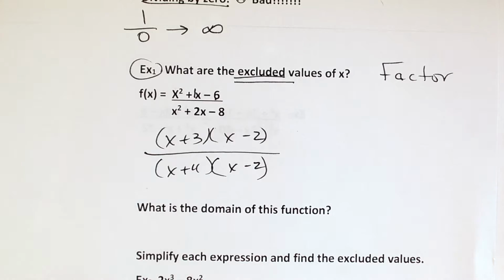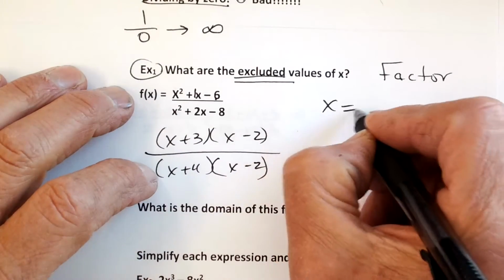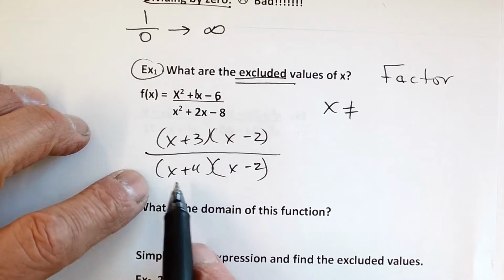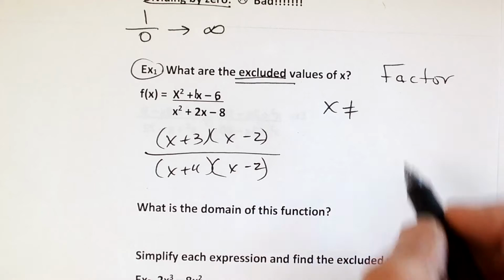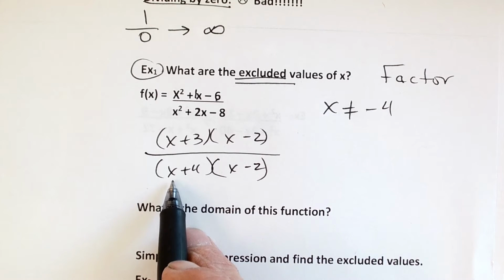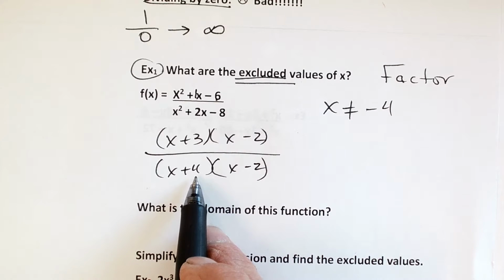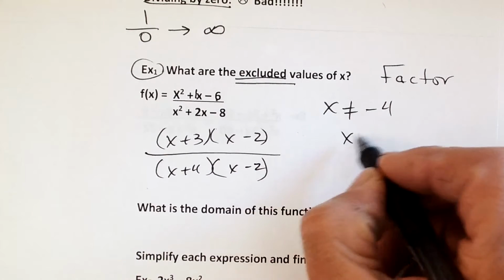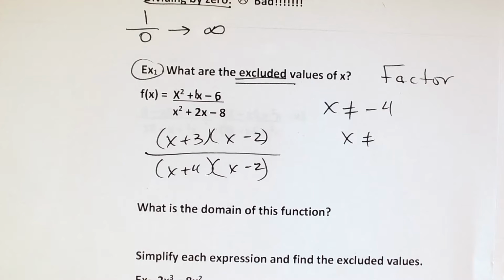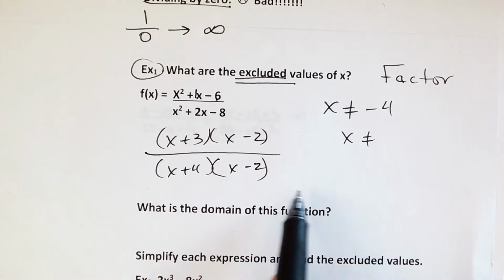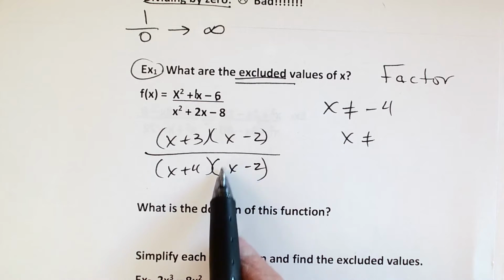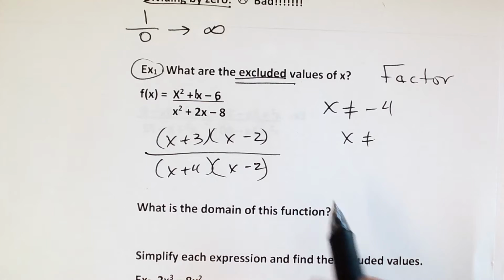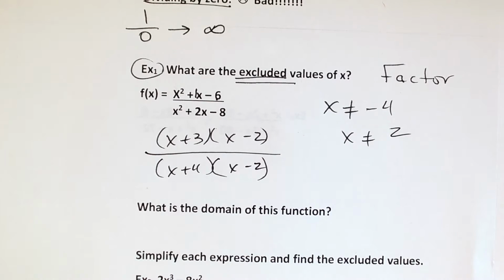Now, what are my excluded values, okay? X cannot be negative 4. What would happen if x were negative 4? Right here. If x were negative, x cannot equal negative 4. Well, negative 4 plus 4 is what? And you're dividing by 0, right? What else can x not equal? 2, right? What if x were 2? 2 minus 2 is what? 0, and you cannot divide by 0. So those are my excluded values.